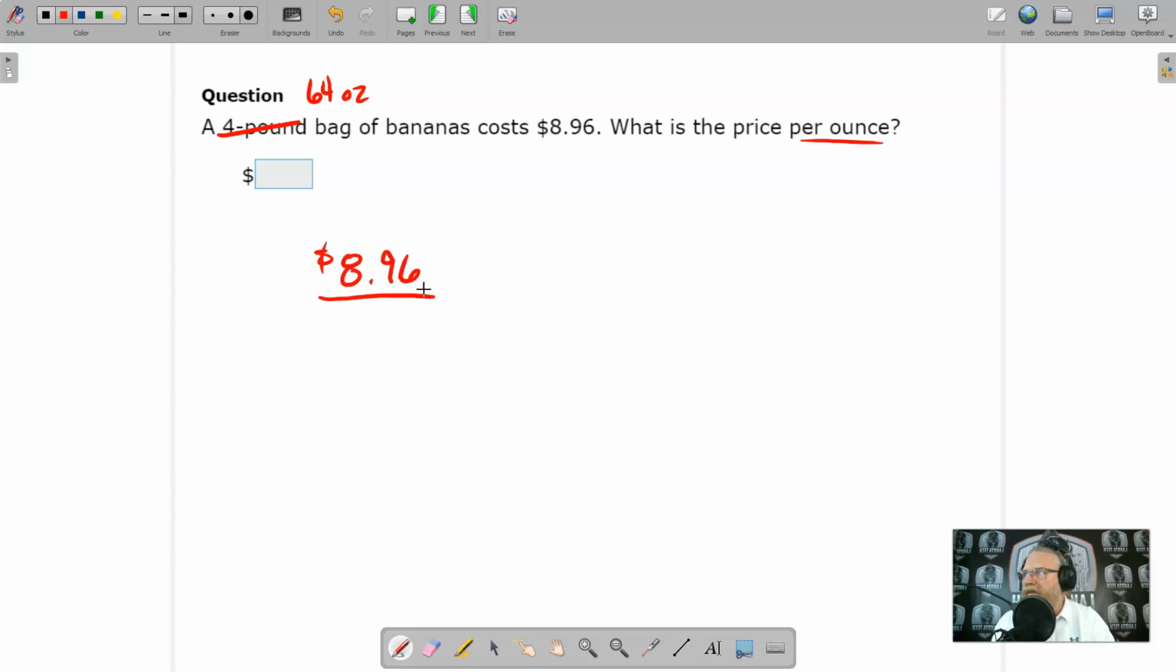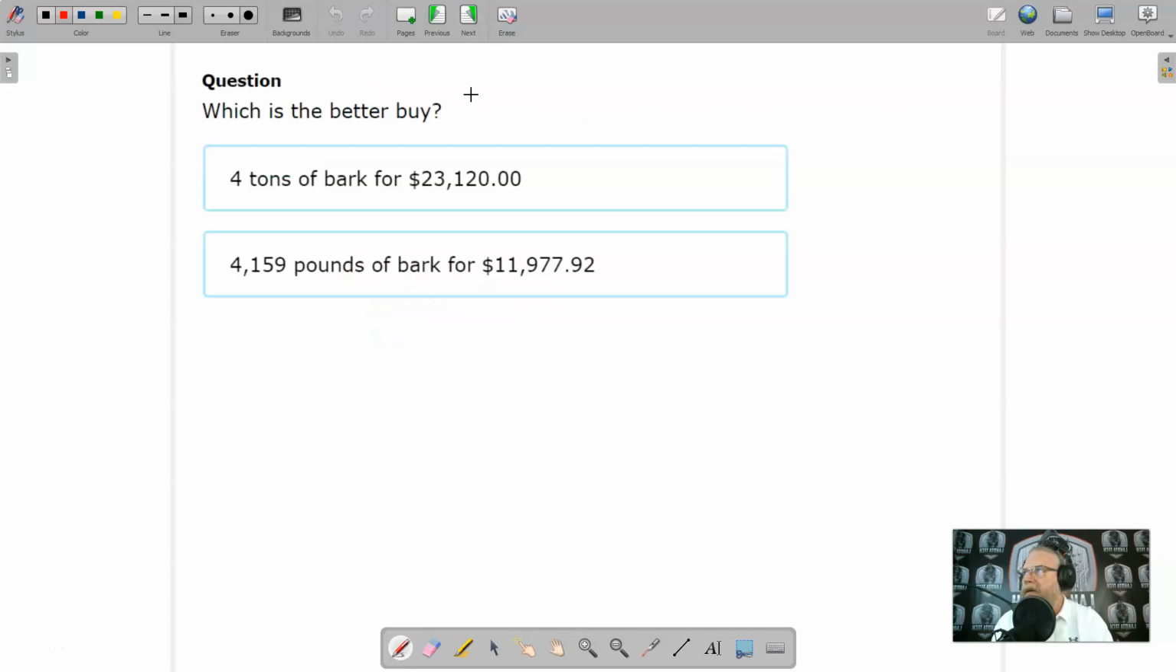$8.96 for 64 ounces. Let's go ahead and divide 8.96 by 64, and that's going to be 0.14. And so that is indeed 14 cents an ounce for bananas. Which is the better buy?